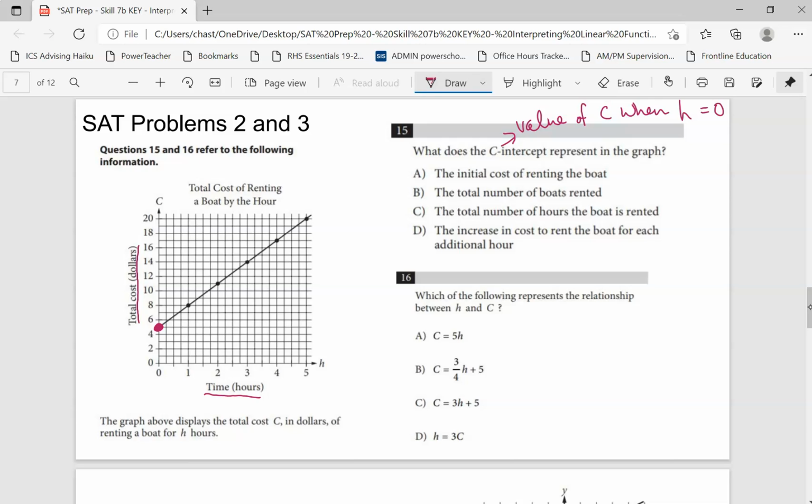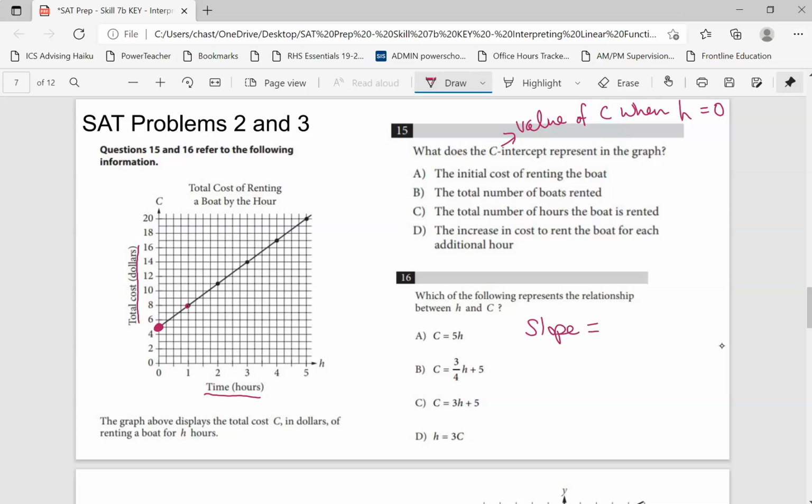So I want you to think about it. Which one is talking about the value of C? So the cost of renting a boat when no time has passed. Okay, so think about which of those that would be. And then which equation would we have? Well, we need to know what is the slope.